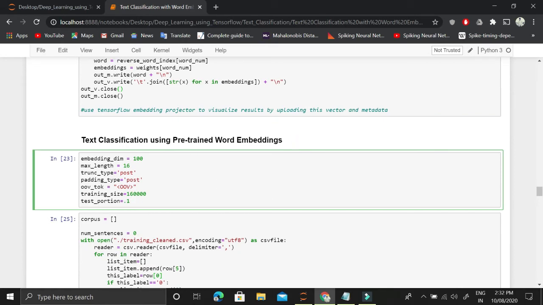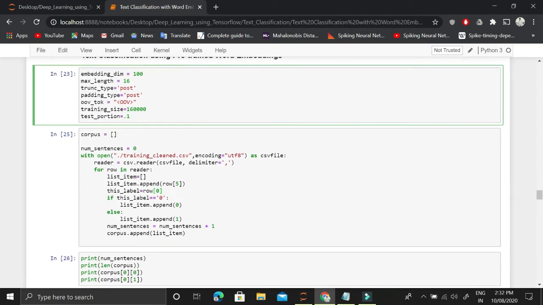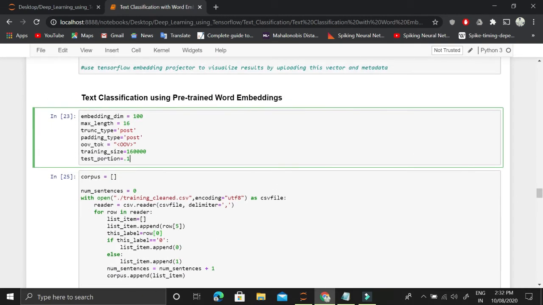pre-trained word embeddings. Now consider another setting where we do not have to train the word embeddings, and we are loading this GloVe vector representation. So all of the other things are almost completely the same, except for these sizes where we are having 100 embedding dimensions instead of 16, and we are having maximum length of sentence to be 16, not 120, and we are having this training size and training portion to be 0.1.